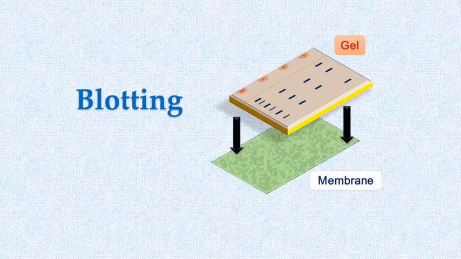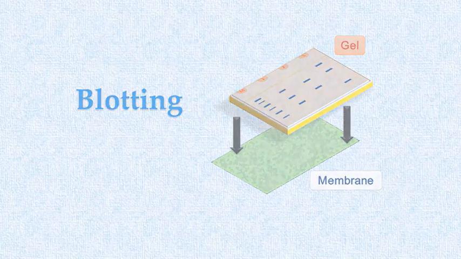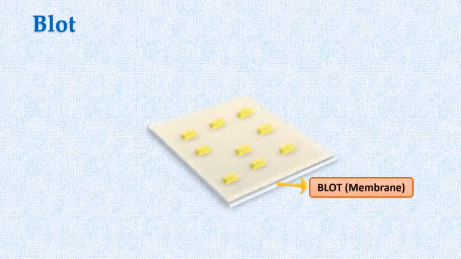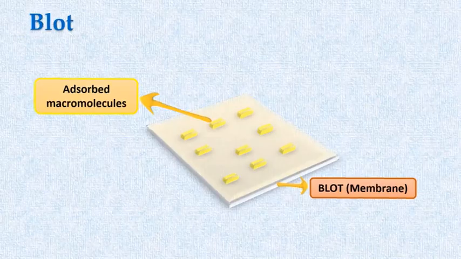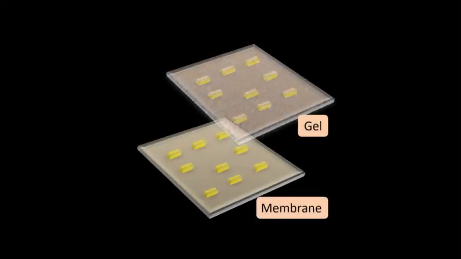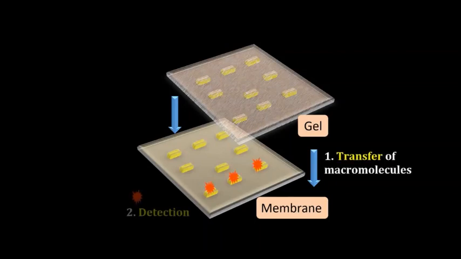...by blotting. The term blot refers to the membrane on which biological molecules such as proteins and nucleic acids are adsorbed or immobilized. And the process of transferring these molecules from a gel to a membrane, followed by their detection on the membrane, is known as blotting.